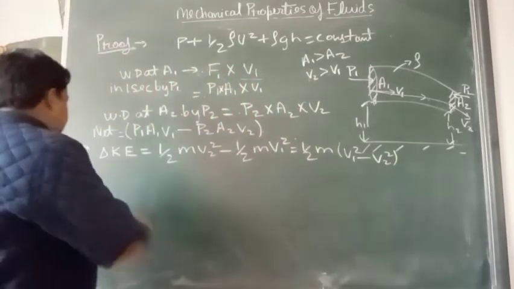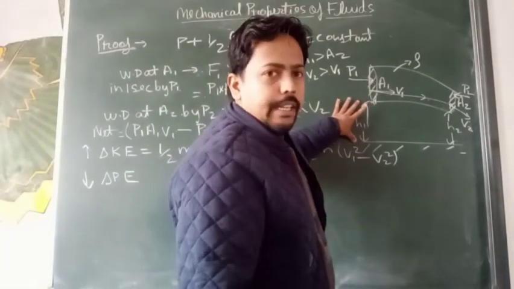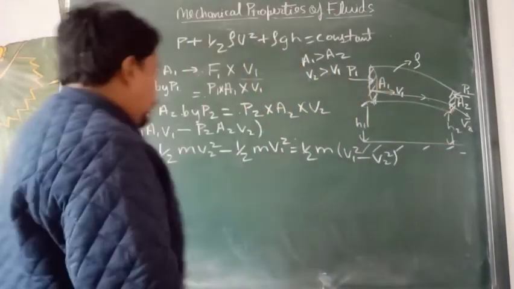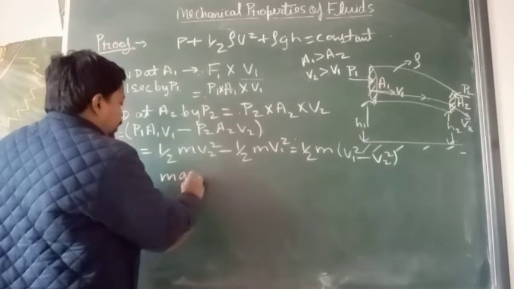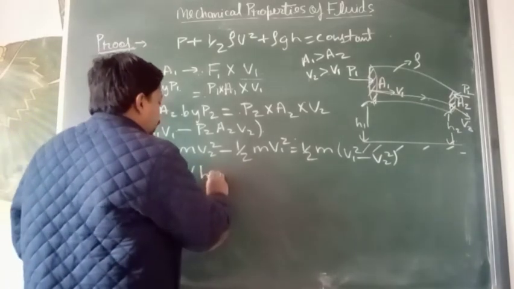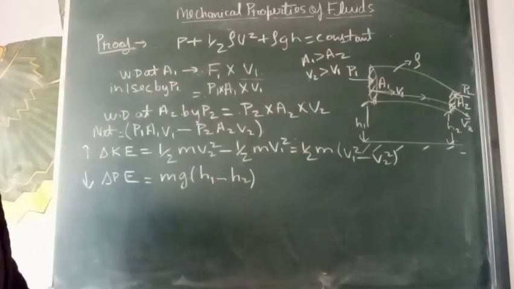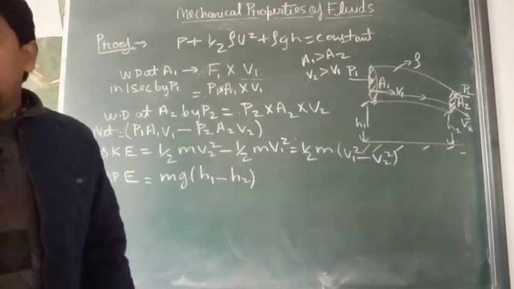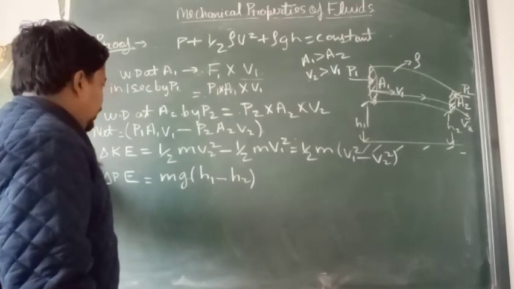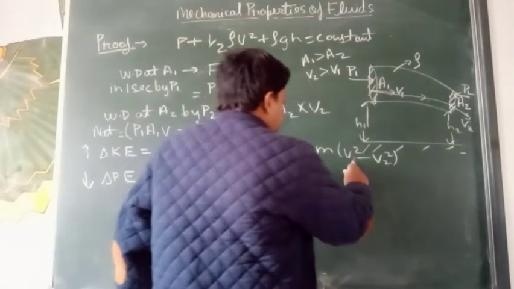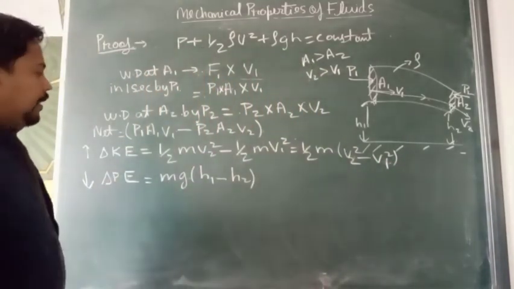And what about the potential energy term? If I am talking about the fluid, the potential energy term will decrease. You can see here the height is more, here the height is less. So there will be a decrement in the potential energy, which I have shown by a downward arrow: m g times (h1 minus h2). Sorry, I have written it opposite. The kinetic energy will increase, and the potential energy will decrease like this.